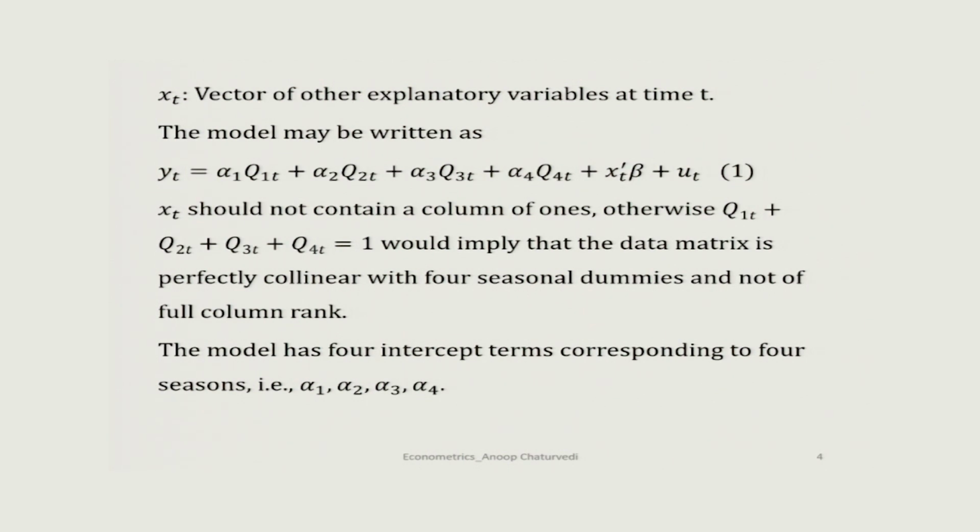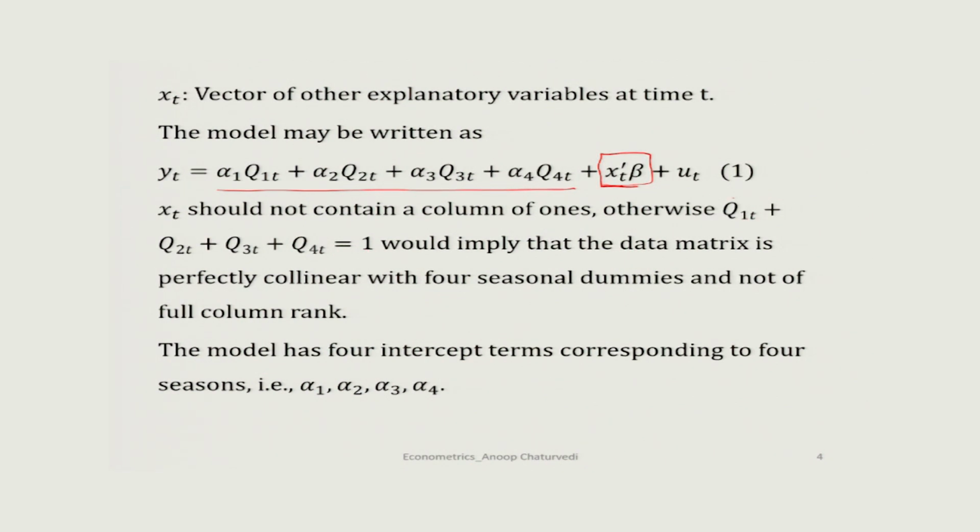Then you may write the model as y_t equal to alpha_1 Q_1t plus alpha_2 Q_2t plus alpha_3 Q_3t plus alpha_4 Q_4t plus x_t transpose beta plus u_t. So, this is how you can accommodate four quarters in your model. But remember one thing, when you take x_t, make sure that x_t should not contain a column of ones, means it should not contain an intercept term, because if it has a column of ones, an intercept term, then Q_1t plus Q_2t plus Q_3t plus Q_4t is equal to 1.